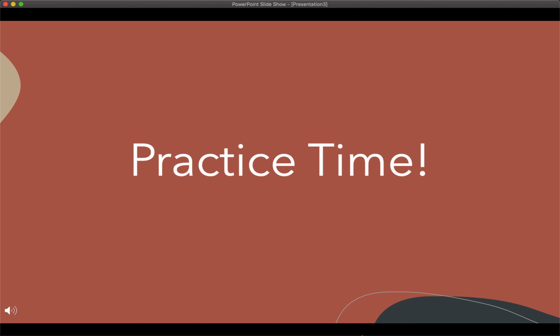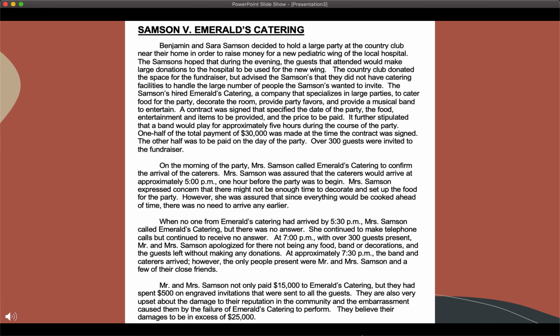I recommend that you go to courts.ca.gov/forms.htm and pull up the CM-110 form to follow along with me. You'll be able to see just how extensive this form is as we take on our hypothetical and fill out the form together. We will be filling out the CM-110 using the Sampson v. Emerald's Catering hypothetical. I recommend that you take a moment to pause the video and read over the hypothetical to refresh your memory.